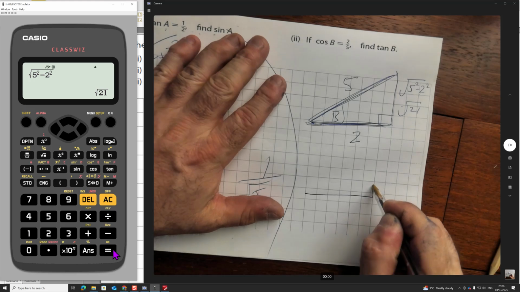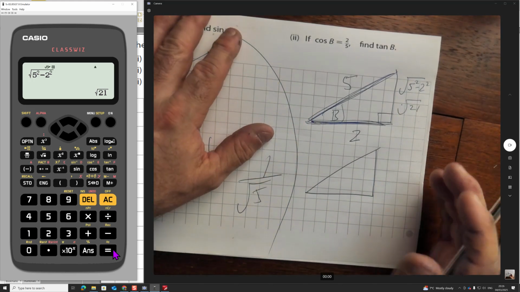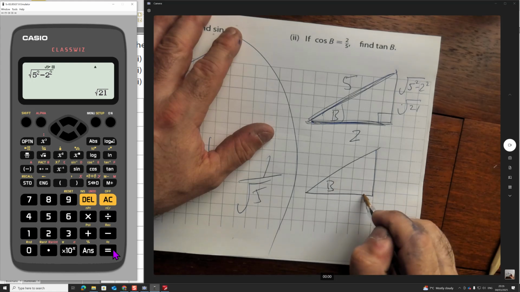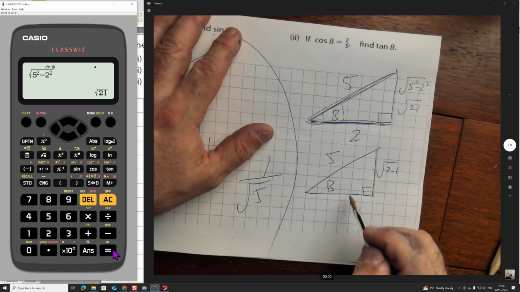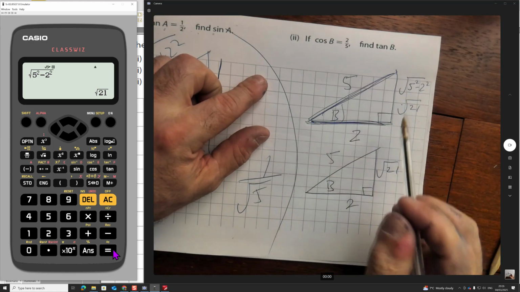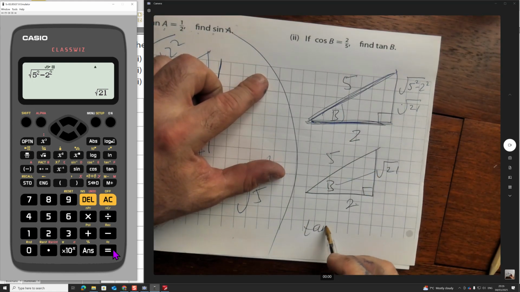If you do, it's not exact, and you've changed the situation here, and then you're not modeling it properly. Okay, and it's going to be very frustrating. So we have root 21 here, 5 here, and 2 here, and we're asked to find the tan of b. So the tan of b is root 21 over 2.